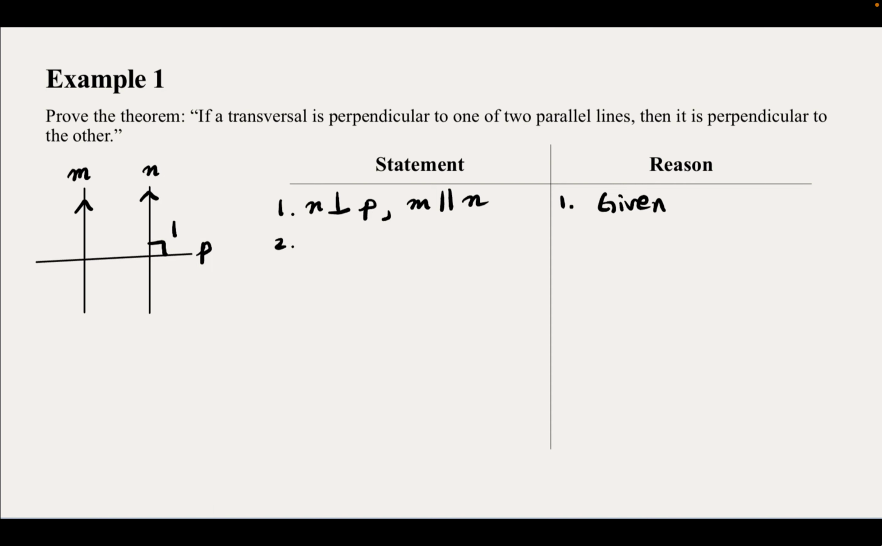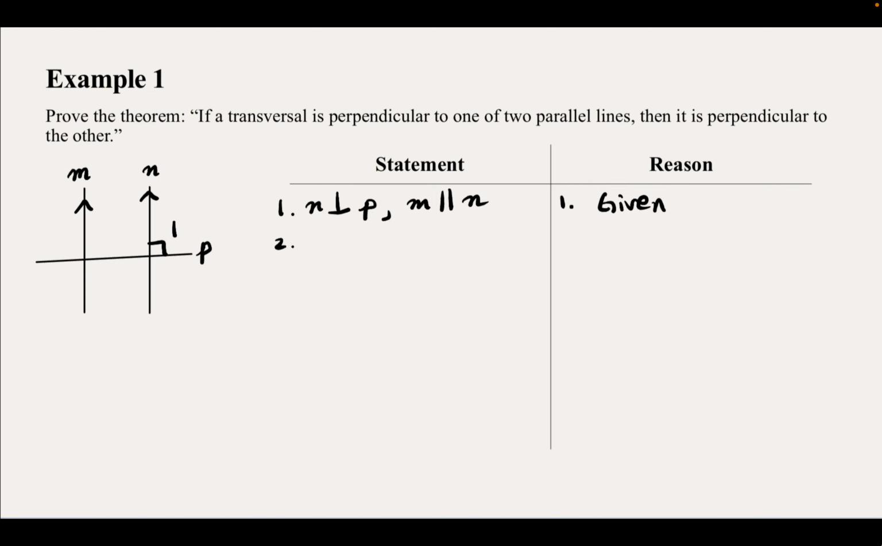I want to prove that it's perpendicular to the other. If I'm proving this theorem, I can't use it. So you can't just say, by this theorem, the end result is true. We're trying to prove that the theorem is true, so we can't use it. Let's start off by using our given information.